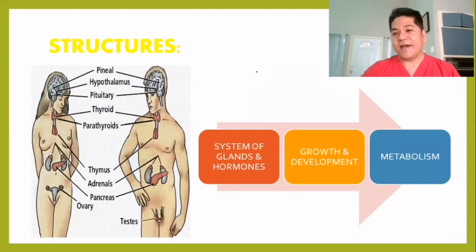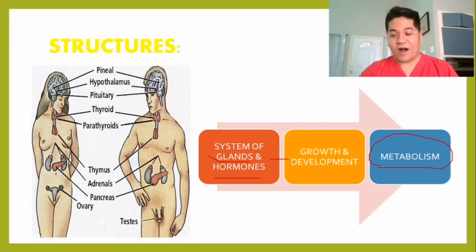Now, the endocrine system is a system of glands. These are the glands in our body that secrete hormones. They are responsible primarily for growth and development and the metabolism or activity of our body.